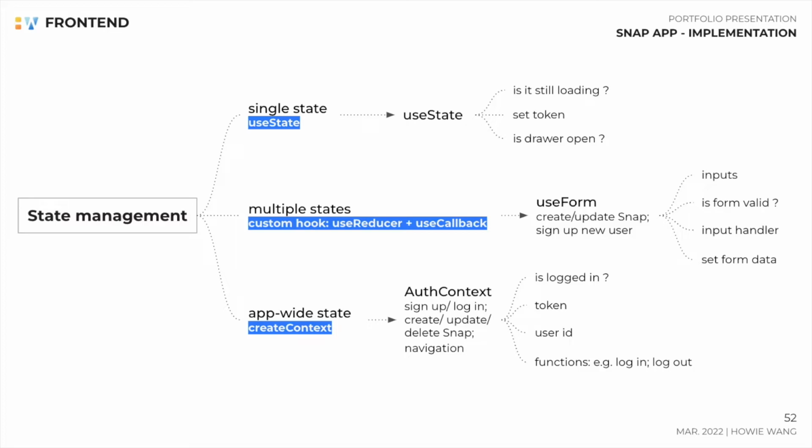So the most use case is the form. So to sign up a user or create or update the snap form, and I find the custom hook has another potential benefit. You can just add your own features, your functions, to handle those input or set the form data. So for the app-wide state, I'm using createContext basically for authentication to tell the whole application whether the user is logged in or not, control certain access to certain components.